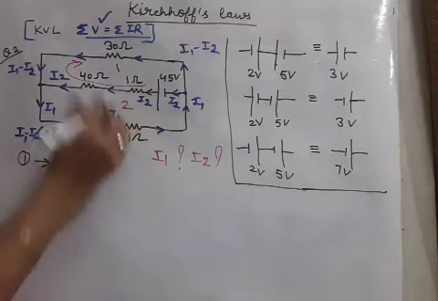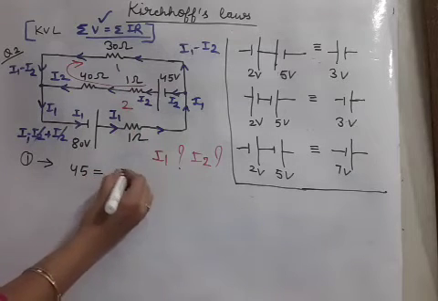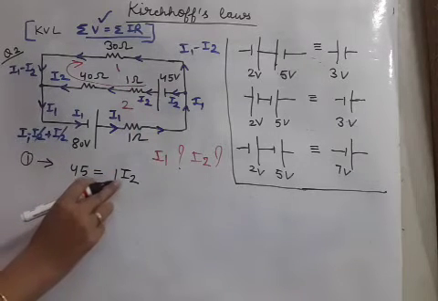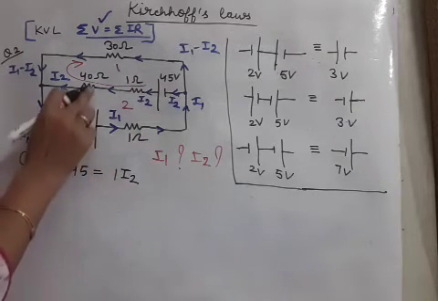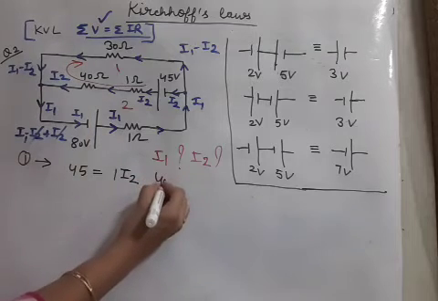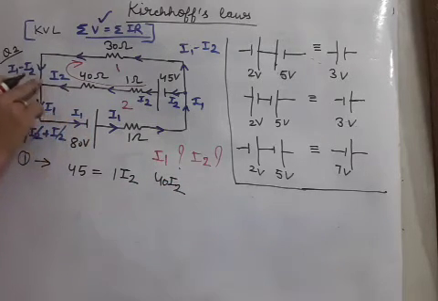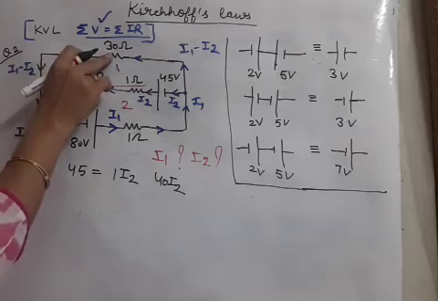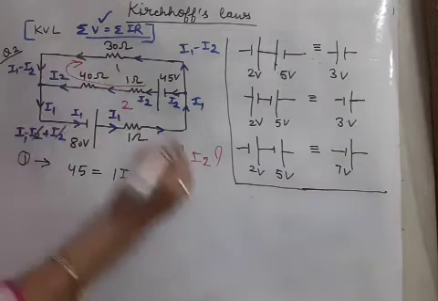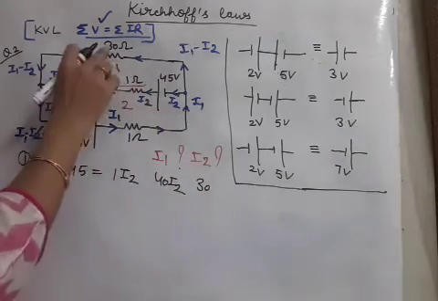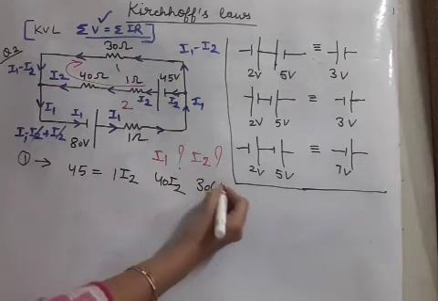We have to multiply each resistance with their current. So first resistance is 1, I2. 1 is the resistance, I2 is its current. Second resistance is 40 and current is I2. And in the third resistance you see 30. The current is I1 minus I2.